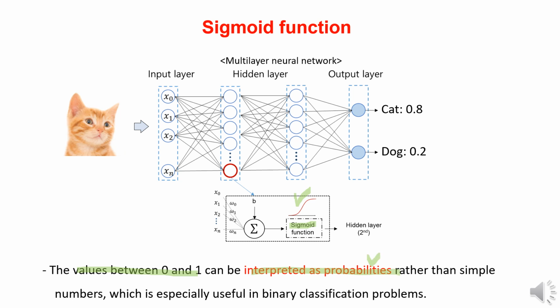For instance, in a classification task where we need to choose between two classes, say cat and dog, using the sigmoid function, an output value of 0.8 for cat and 0.2 for dog would mean there's an 80% probability that it's a cat and a 20% probability that it's a dog. This makes the sigmoid function especially useful for binary classification problems.